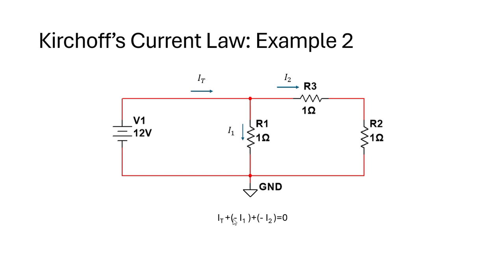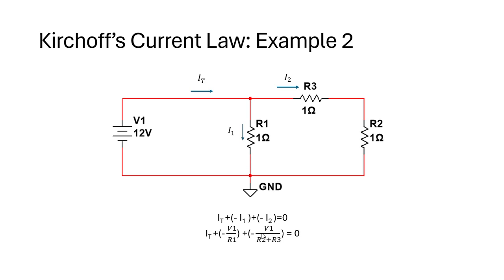So IT plus negative I1 plus negative I2 is equal to 0, same as before. IT plus negative V1 divided by R1. Again, this is the current that's coming down here. Over here, it's the voltage as seen across these two resistors combined. These two resistors are in series, and we know that because whatever current goes in here is the same exact current that's coming down here. So we can add the two values together. 1 ohm plus 1 ohm will give us 2 ohms.